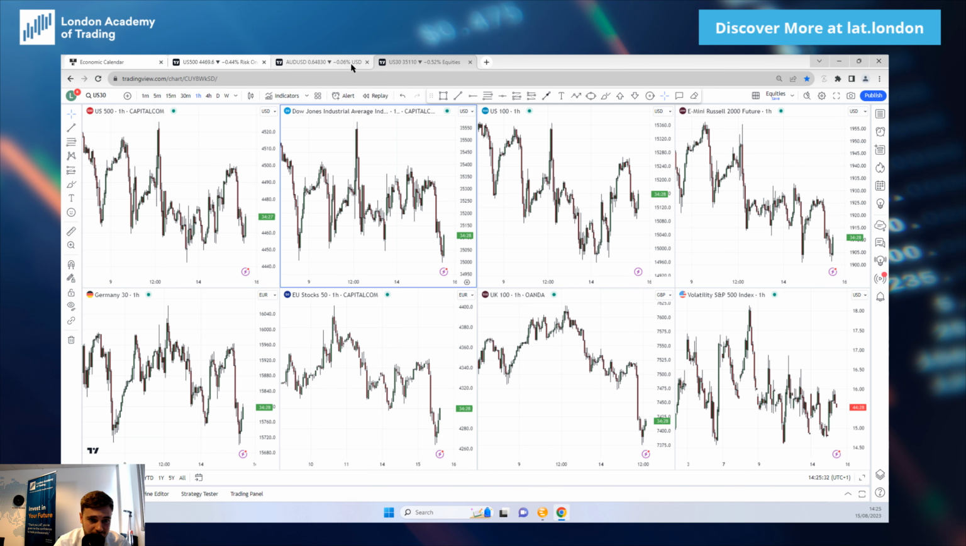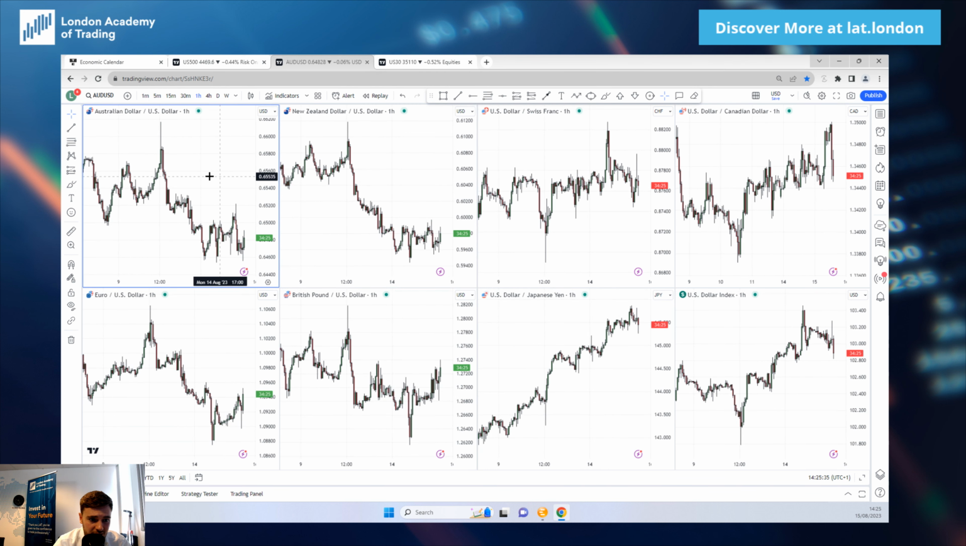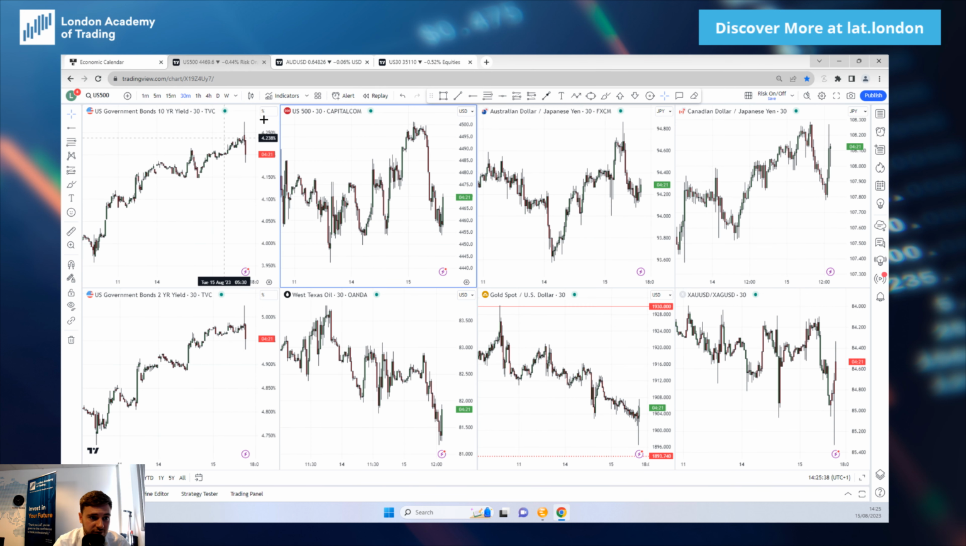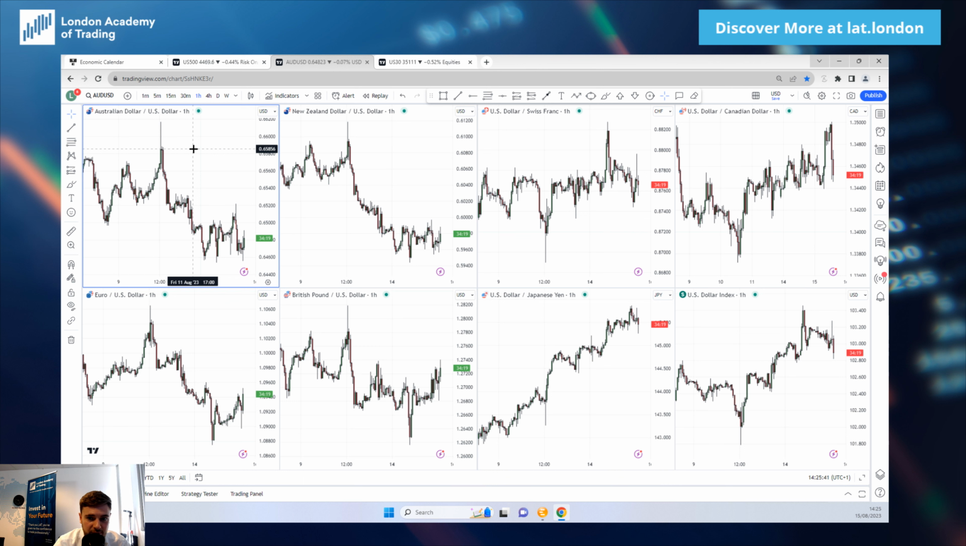But the US dollar as well, not doing too much. A little bit of US dollar weakness off the back of yields starting to push lower. So not the expected reaction that you would want to see to strong retail sales. Strong retail sales or strong consumer spending is a contributing factor to inflation. With that being strong, you'd expect some US dollar strength, some strength in yields, and then some equity weakness off the back of that, which is just not what we're seeing.